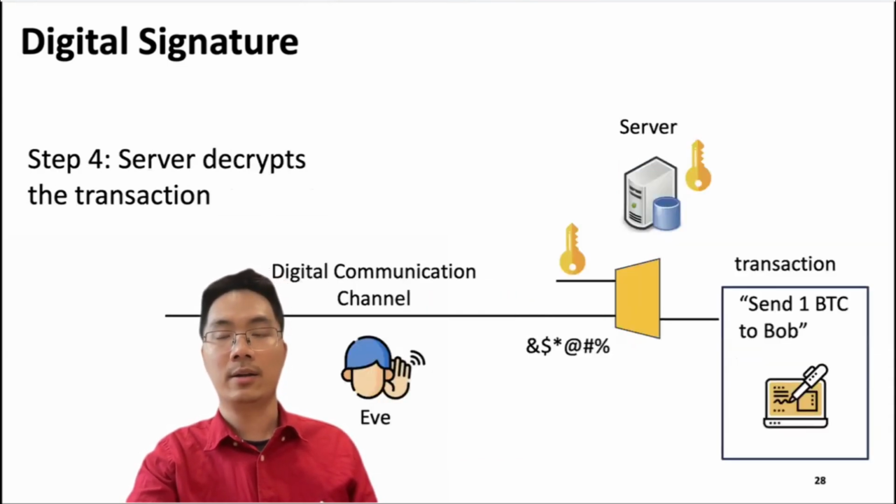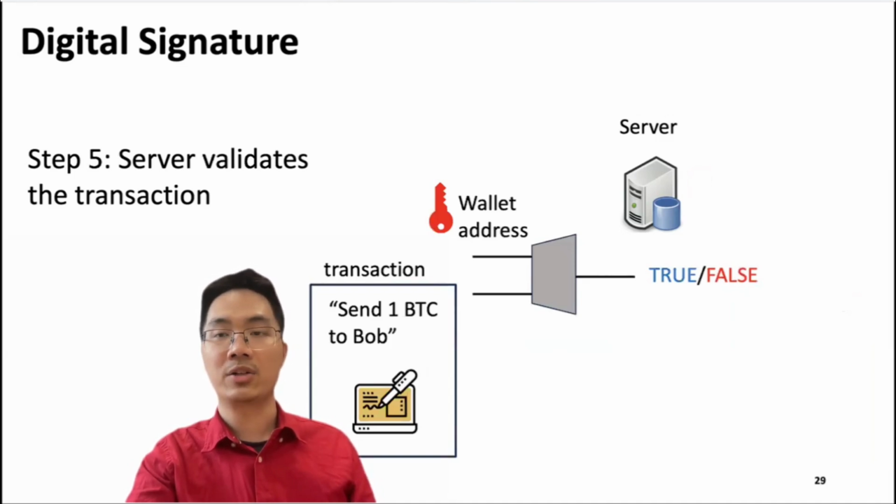Then the server receives the encoded data, and the server first will use its own private key to decrypt the encrypted data to see the transaction. After having the transaction, the server needs to validate whether the transaction belongs to the right wallet, based on the wallet address, together with the content and the digital signature. The server can answer whether it is a correct wallet and correct transaction or not.